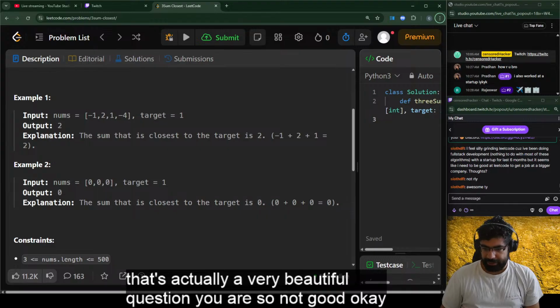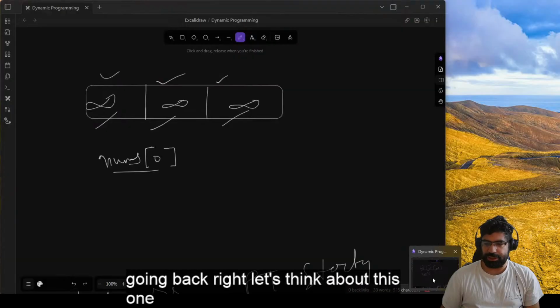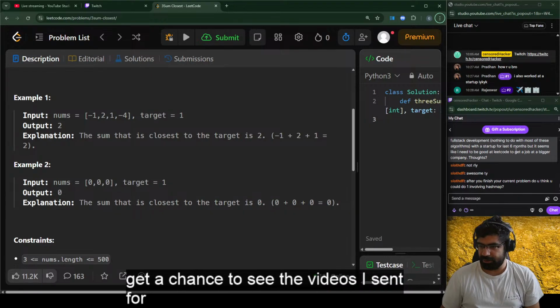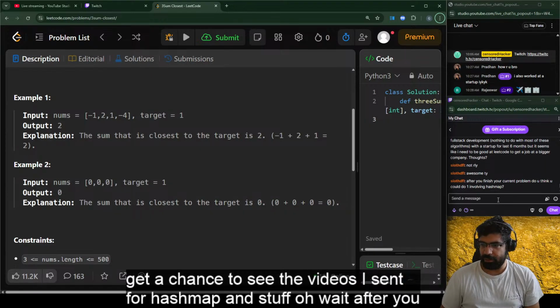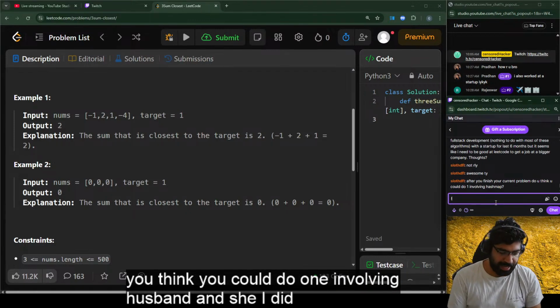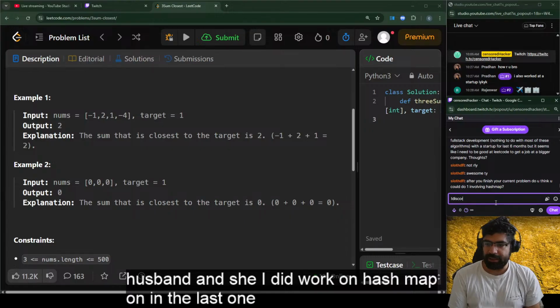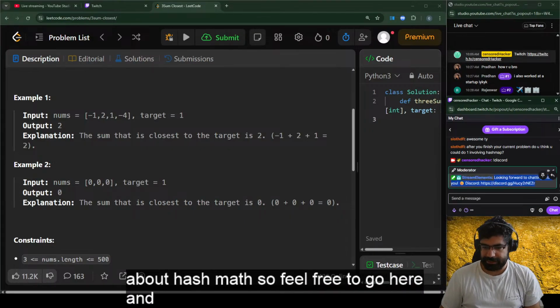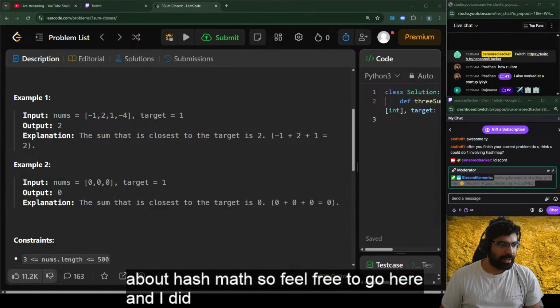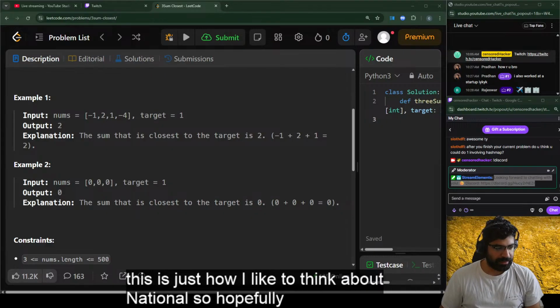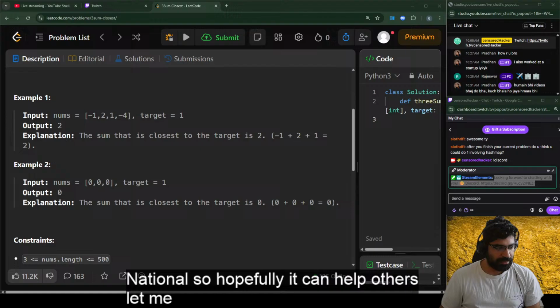Okay, going back, let's think about this one. Rajeshwar, quick question. Did you get a chance to see the videos I sent for HashMap and stuff? After you finish your current problem, do you think you could do one involving HashMap? Actually, I worked on a HashMap one in the last one, and I even talked about HashMap. So feel free to go here. I explained how to think about HashMap. This is just how I like to think about HashMap, so hopefully it can help others.